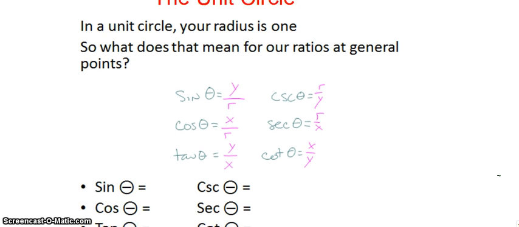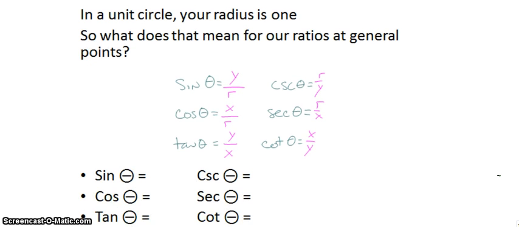So the unit circle. It's called the unit circle because our radius is 1, which is just considered the unit. So, thinking back to our ratios for any sort of angle, if my radius is 1, well, then I have y over 1, and y over 1 is just y.